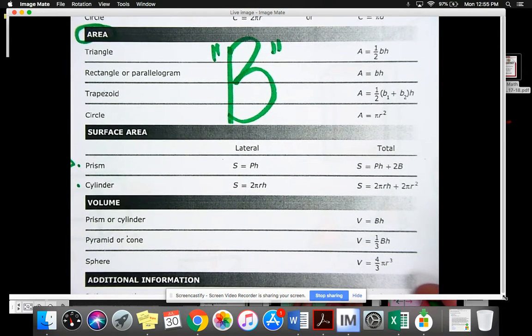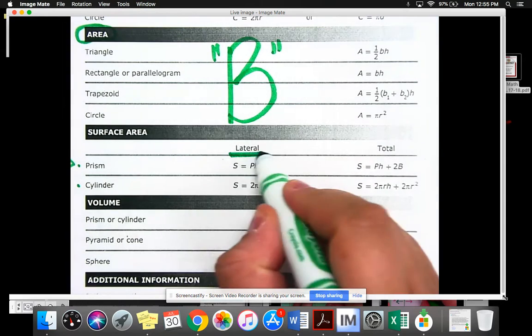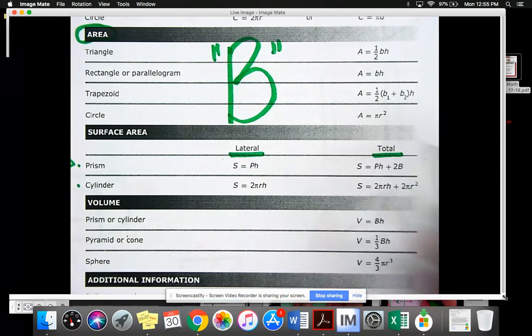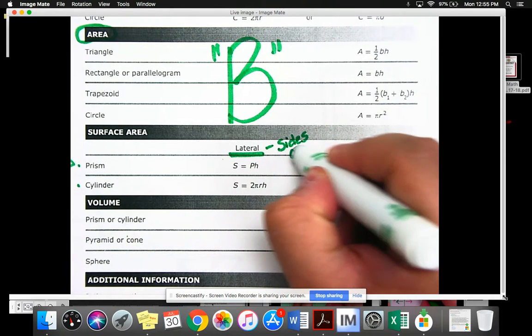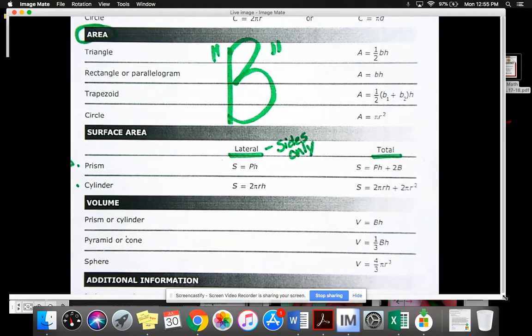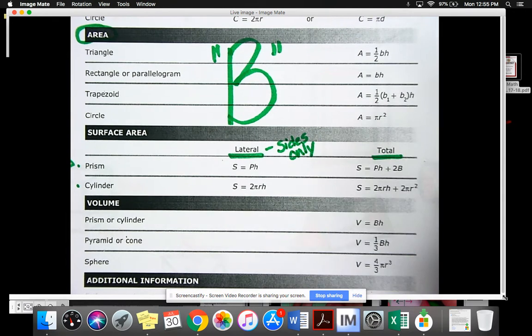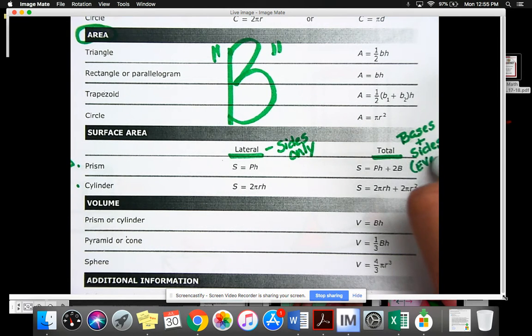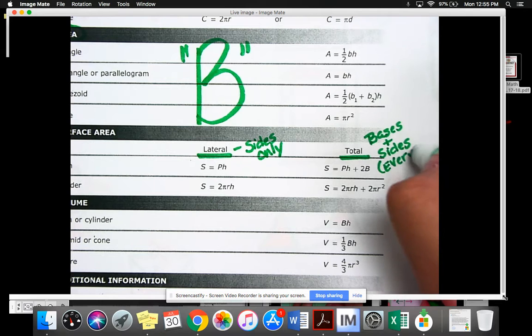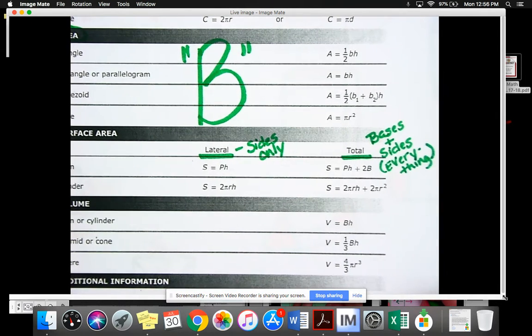We're going to focus more on the surface area part of it. Notice how there are two sections: the lateral and the total. Lateral, what I try to put on here, is sides only. It reminds me a lot of lado in Spanish. And this is total. Total is bases plus sides, which is basically everything. That's what total surface area is.